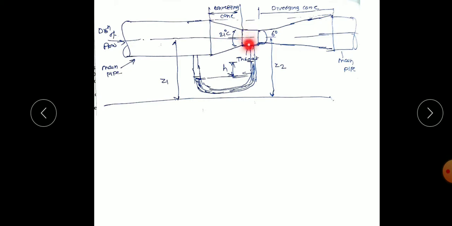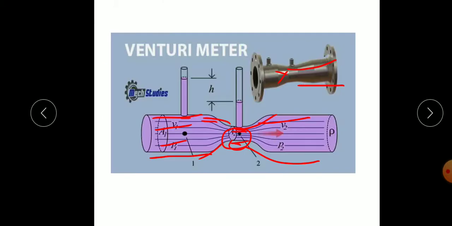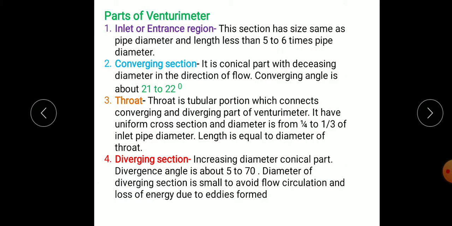After that converging part, there is a section of uniform cross section, uniform diameter, that is called the throat. And after that throat there is a diverging section. So the throat diameter is taken as, you can see here the parts. This section has the same pipe diameter. The converging section has a decreasing diameter in the direction of flow.